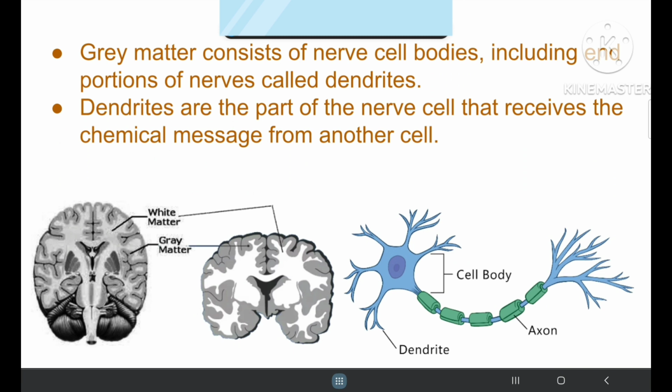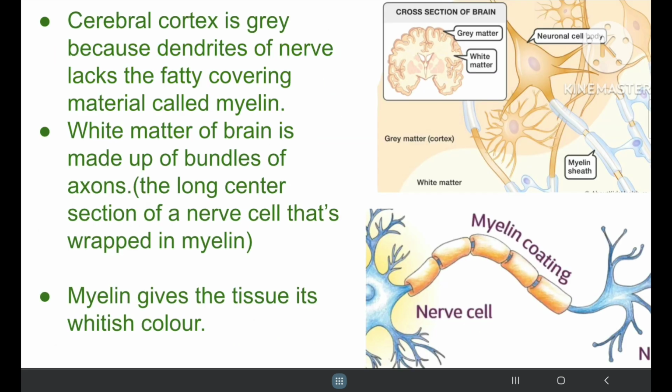In this diagram, you can see what white matter and grey matter is, and also what is dendrite, cell body, and axon. Cerebral cortex is grey because dendrites of nerve lack the fatty covering material called myelin.